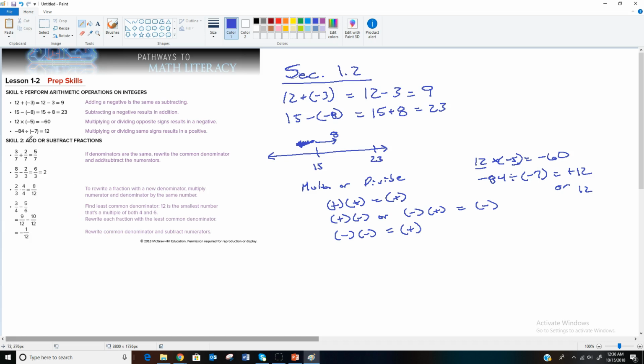When we're adding or subtracting fractions, we always want to have a common denominator. If you start with 3/7 and 2/7, that already has a common denominator, so we can just add the tops. So we have 3/7 plus 2/7 gives us 5/7.